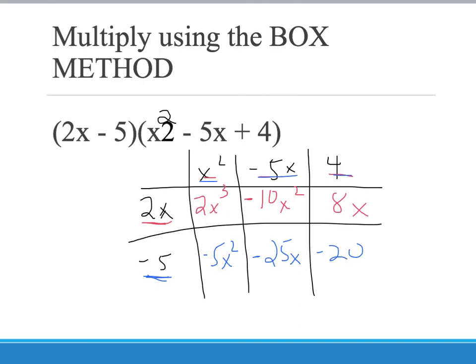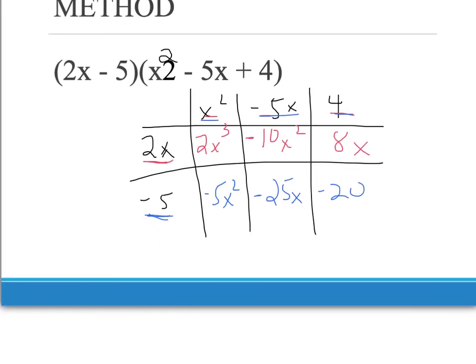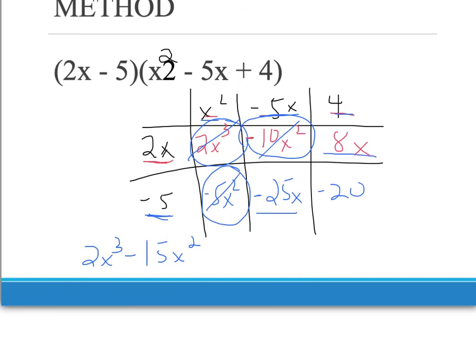Okay, so now the last step is to combine everything together. Okay, so x to the third, I only have 1. 2x to the third. My x squareds, I have negative 5 and negative 10. So negative 15x squared. Okay, next is the x's. Negative 25 and positive 8 is going to give me negative 17x. And then the last term on its own is negative 20.